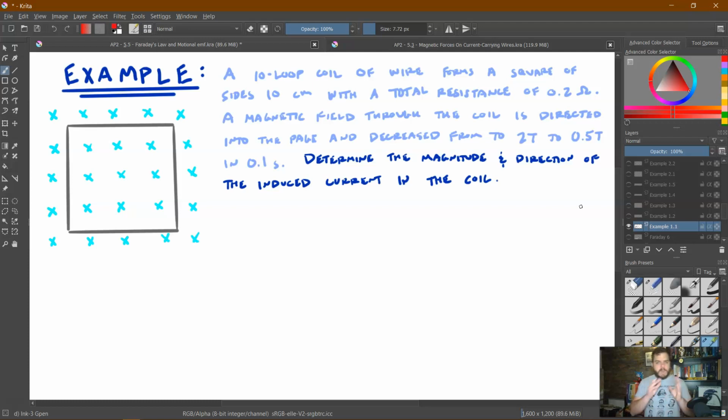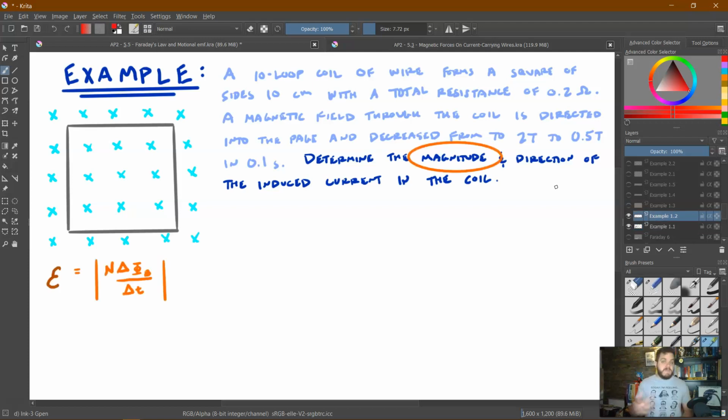All right, so let's go this one piece at a time. First we need to do the magnitude, and for that we're going to use Faraday's law, which I've rewritten here. Notice the minus sign with the absolute value bars. And I'm going to notice, though, that delta phi b, in other words, the change in magnetic flux, well, what is the magnetic flux? The magnetic flux was B A cosine theta.